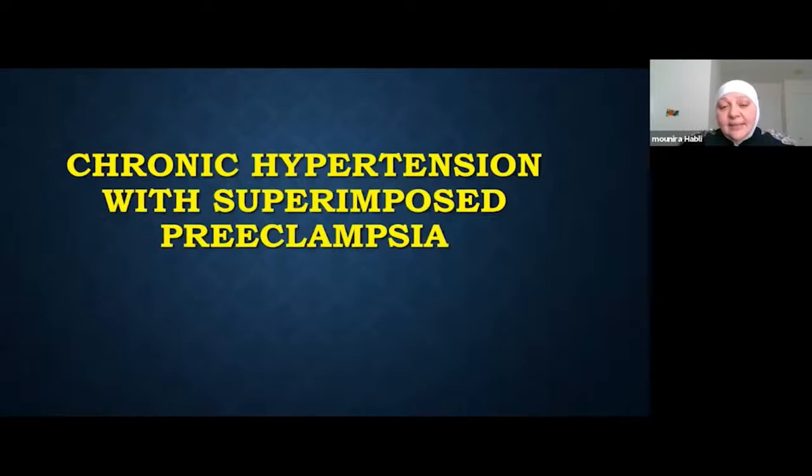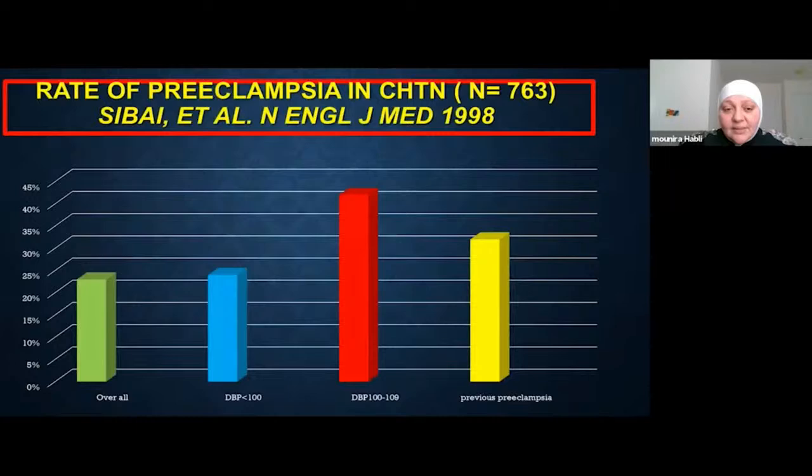What were the changes in chronic hypertension with superimposed preeclampsia in the new recommendations? As we know, overall about 20% of chronic hypertension will develop superimposed preeclampsia. It's mainly in those that have severe systolic blood pressure more than 100 and if they had severe preeclampsia. But if their diastolic pressure is less than 100, they are still at only 20% risk of superimposed preeclampsia.